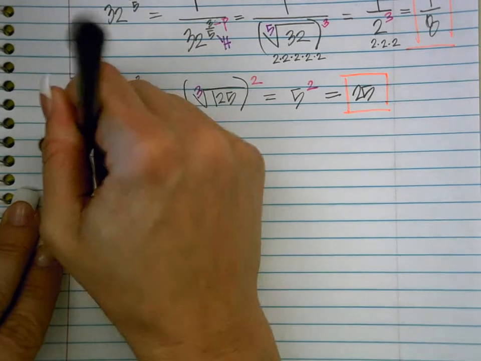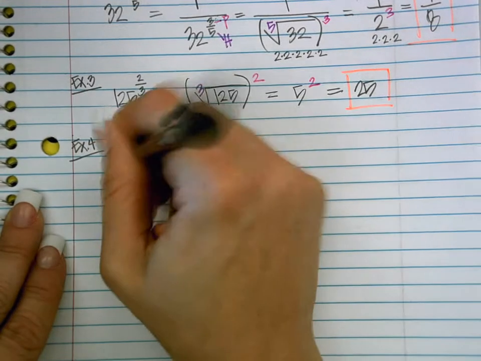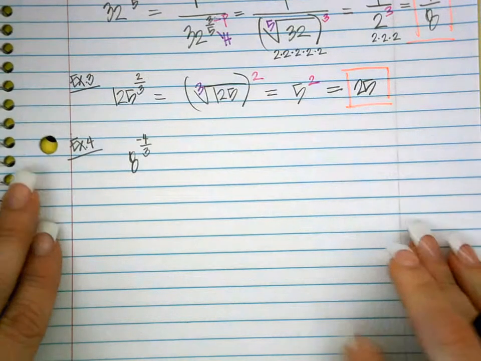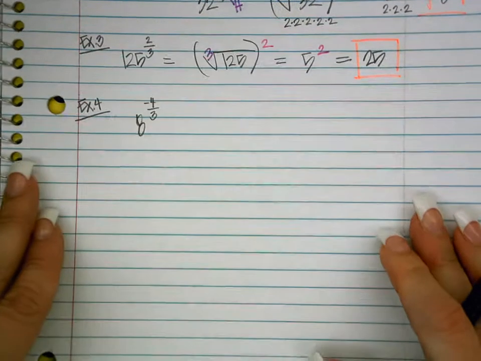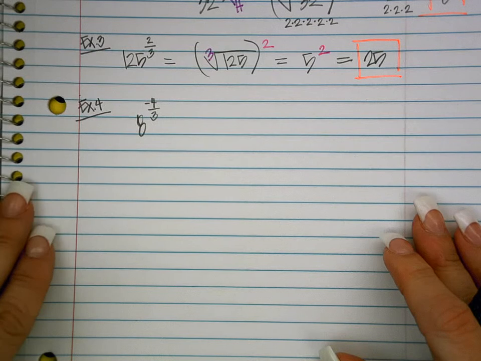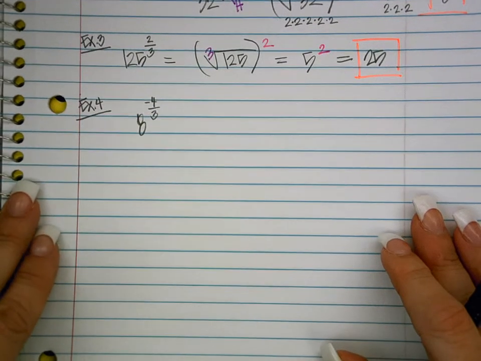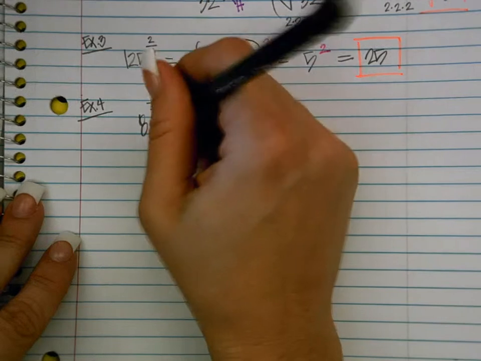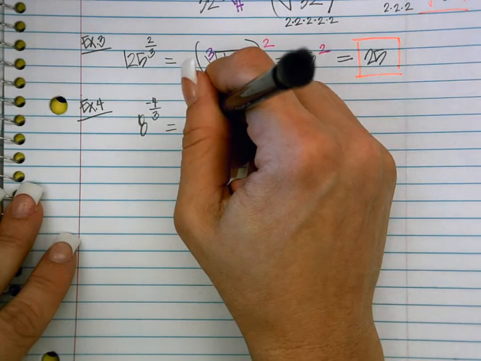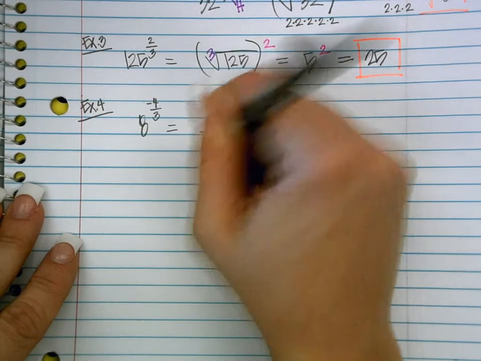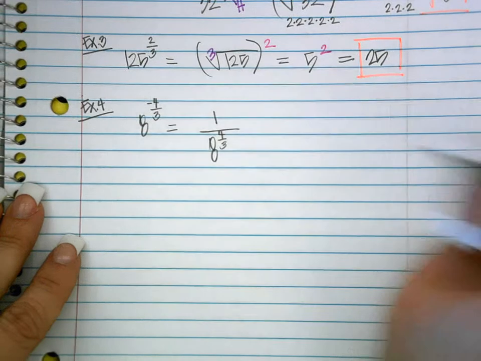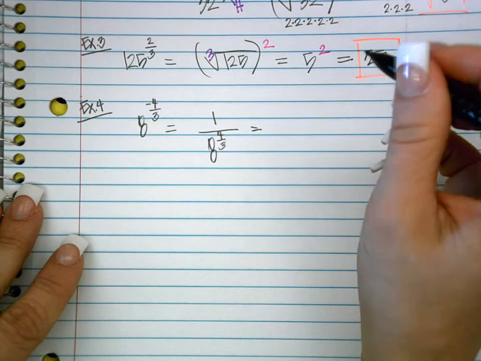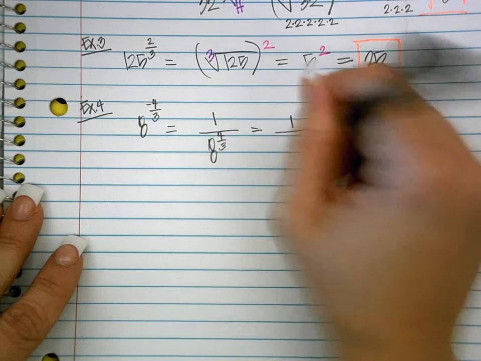Number 4, let's try 8 to the negative 4/3 power. What is the first thing you should do? Fraction. Rewrite it as a fraction. So 1 over 8 to the positive 4/3. Don't lose this 1. A lot of people lose the numerator there. Don't forget, there's still a 1 there.